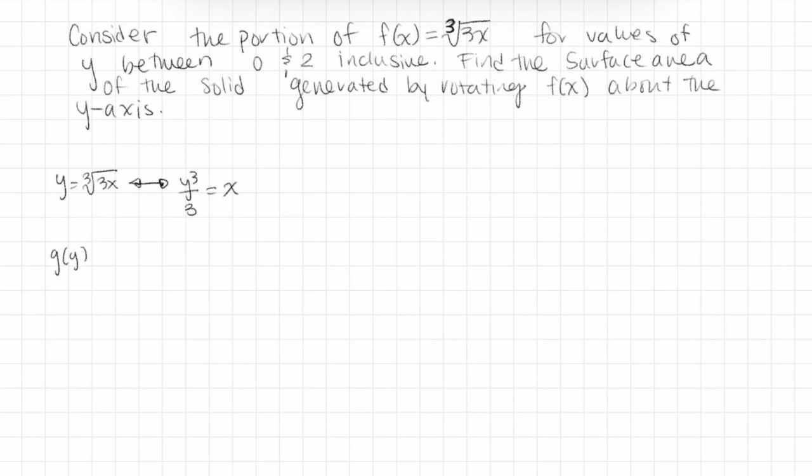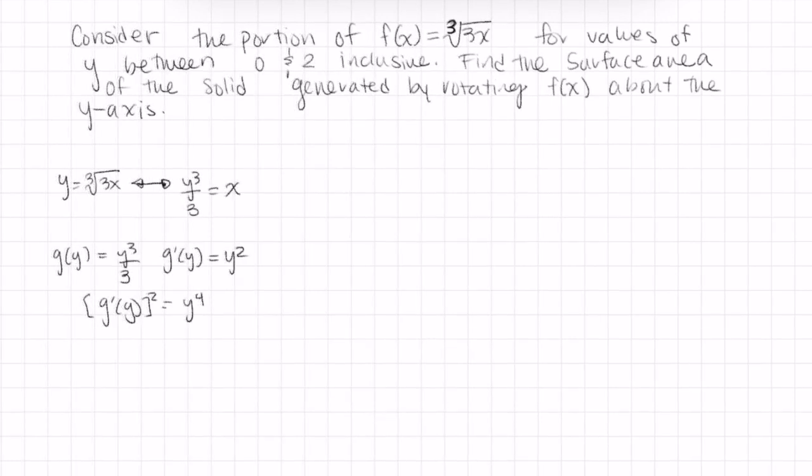So g of y is equal to y cubed over 3, and g prime of y is equal to just y squared. This means that g prime of y squared is equal to y to the 4th. So now our surface area in this case is equal to 2 pi times the integral from 0 to 2 of y cubed over 3 times the square root of 1 plus y to the 4th dy.